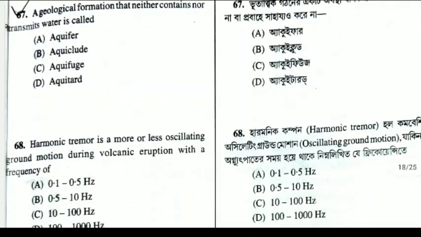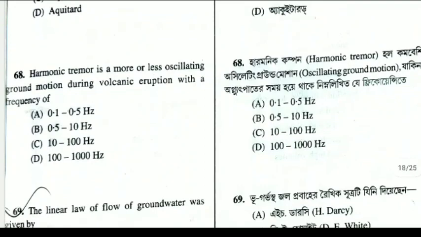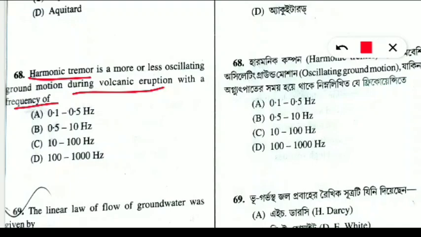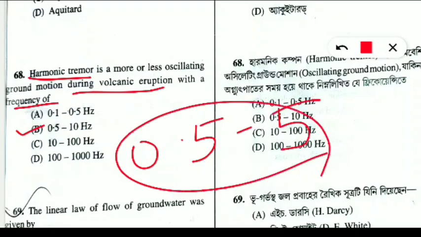Let's move on to question 68. Question 68 is, harmonic tremor is a more or less oscillating ground motion during volcanic eruption with a frequency of what? So the question asks about the frequency range of harmonic tremor. So here the correct option will be option number B. Yes, actually it comes within 0.5 to 5 hertz, but among these four options this will be the closest, that is 0.5 to 10 hertz.